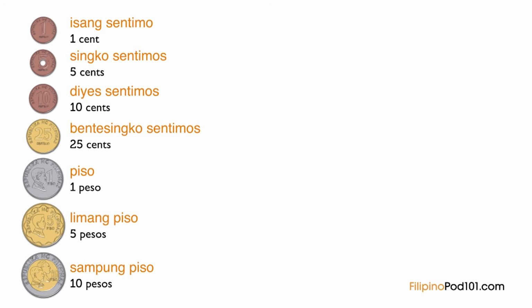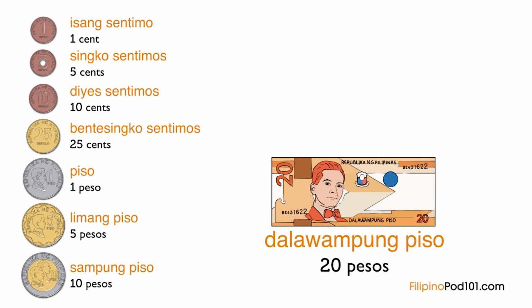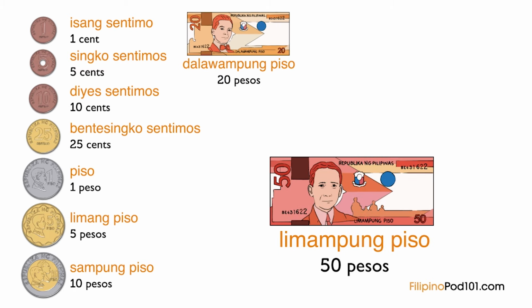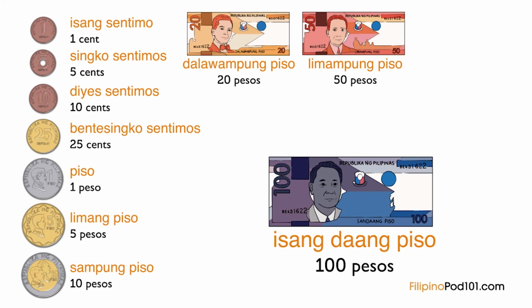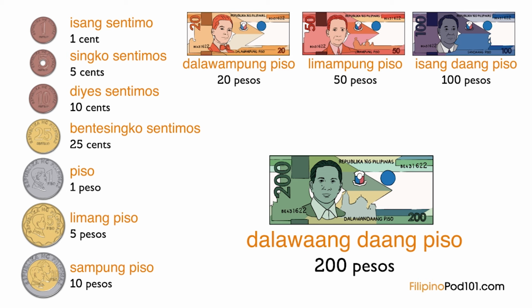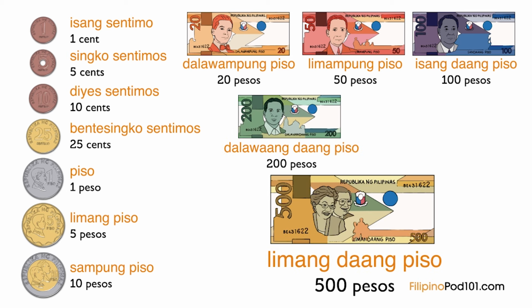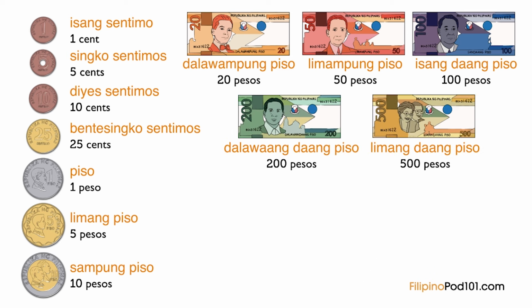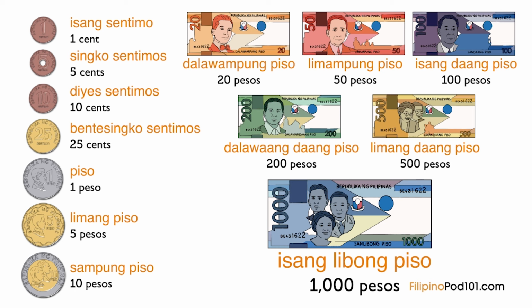For bills, here are the denominations. 20 piso, 20 pesos. 50 piso, 50 pesos. 100 piso, 100 pesos. 200 piso, 200 pesos. 500 piso, 500 pesos. And finally, 1,000 piso, 1,000 pesos.